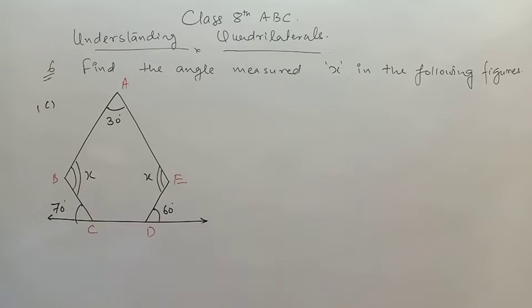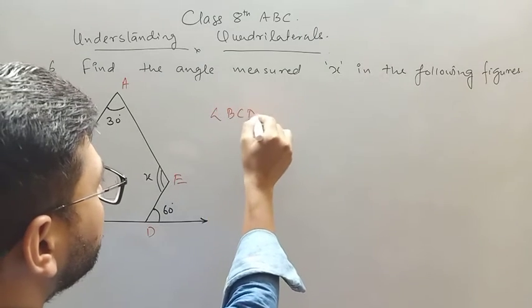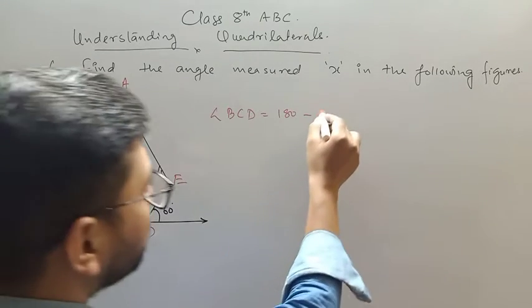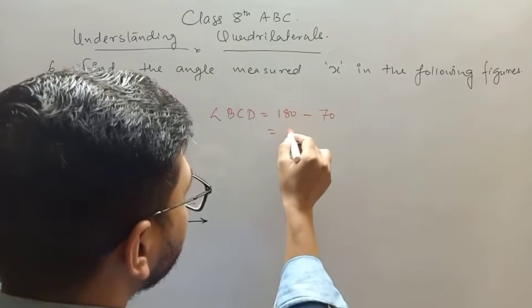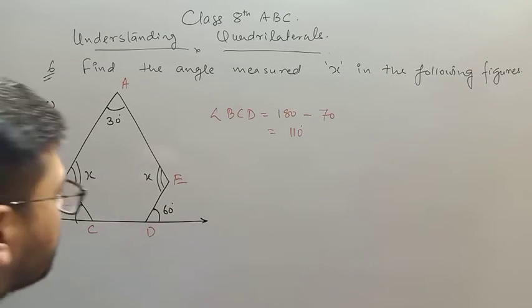Okay. So first you need to calculate this angle and this angle using the linear pair angle property. So you can say BCD is equal to 180 minus 70, which is equal to 110, using the linear pair angle property.